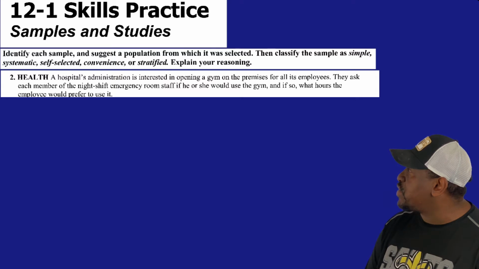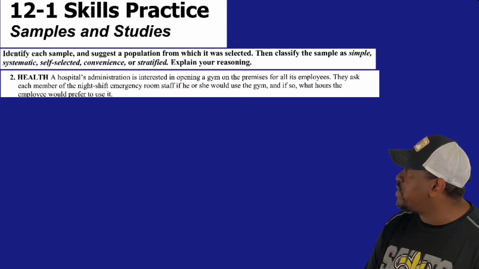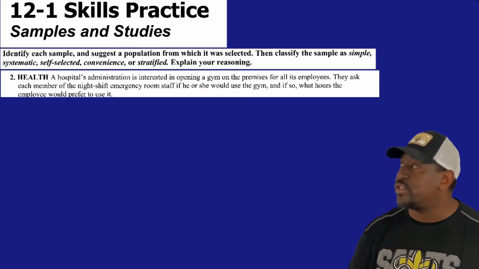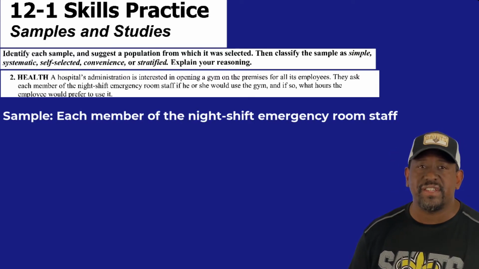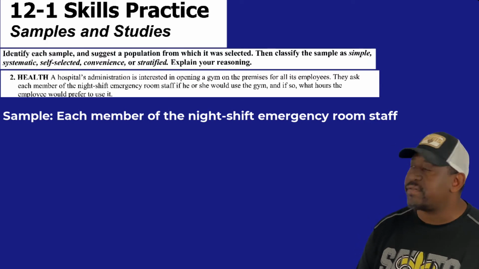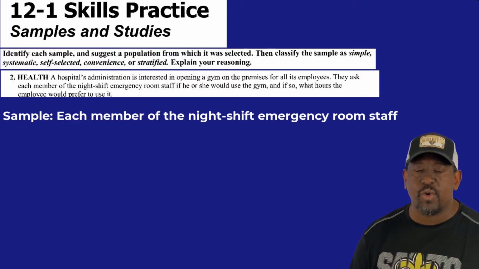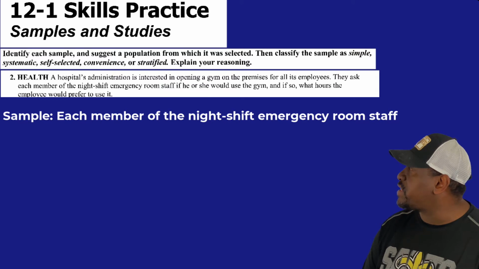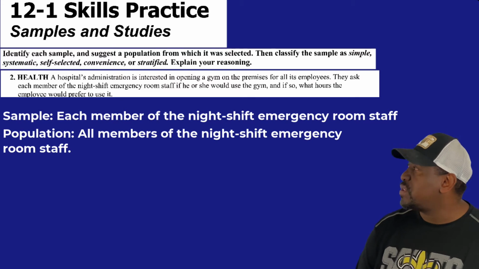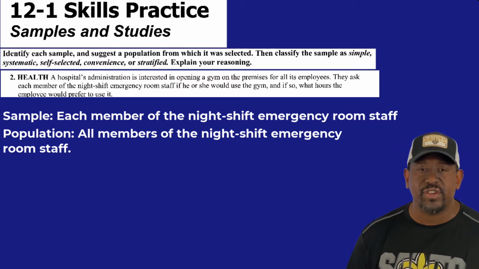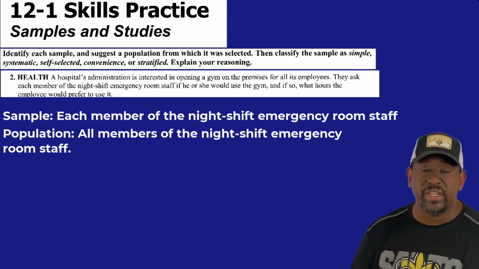Hospital administration is interested in opening a gym. They ask each member of the night shift emergency staff which gym they would use and what hours they would prefer to use it. So the sample we're looking at in this problem is each member of the night shift emergency room staff, because those are the people we're going to be asking questions and surveying. The population we're looking at is the night shift emergency room staff. All of those people are possible choices in our survey. So the population deals with the possible people we can use in the survey.